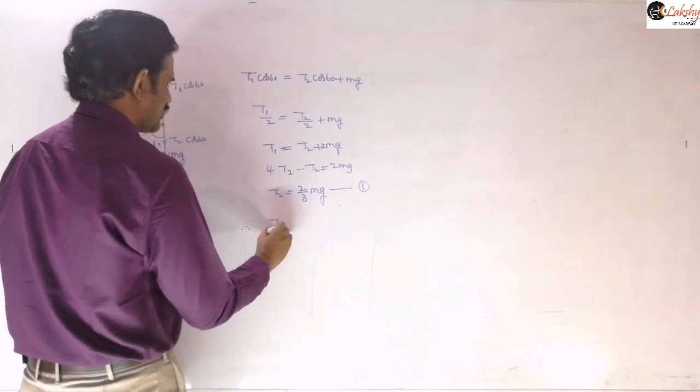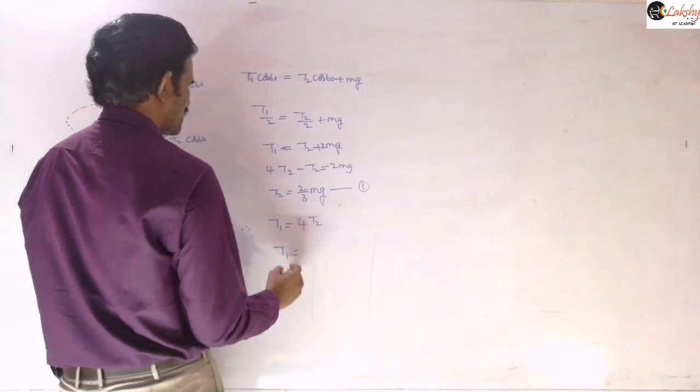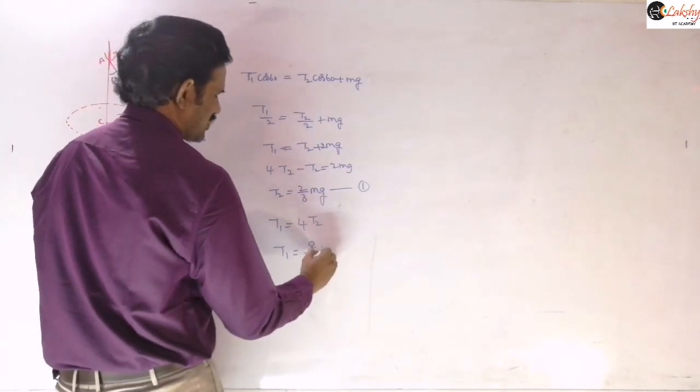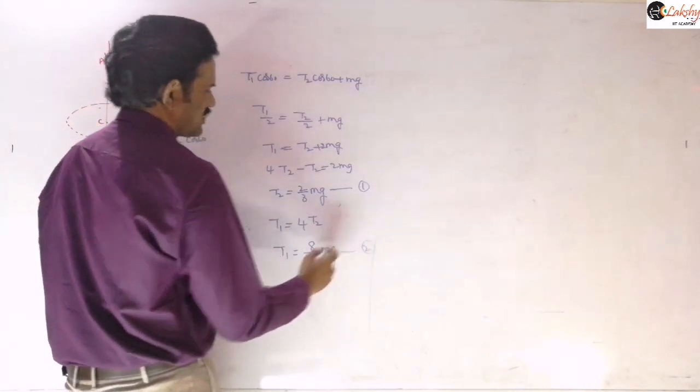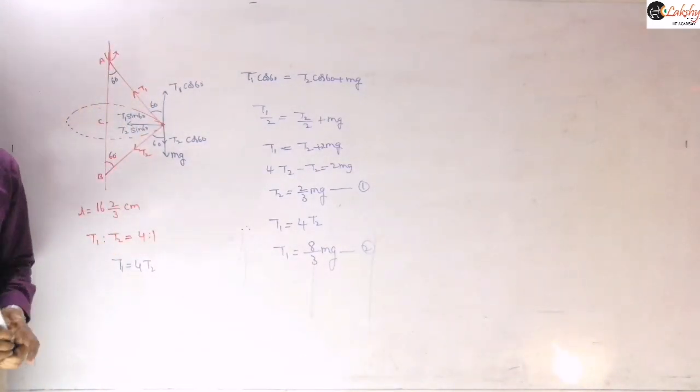Therefore T1 is equal to 4 T2, which is 8 by 3 mg. Let's say this is our equation 2. So we are getting the T1 and T2 expressions.